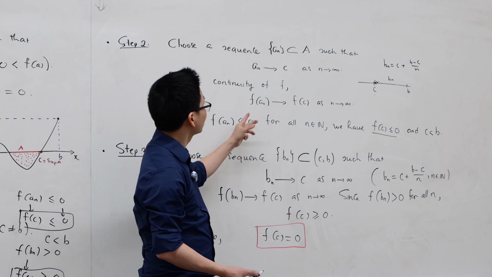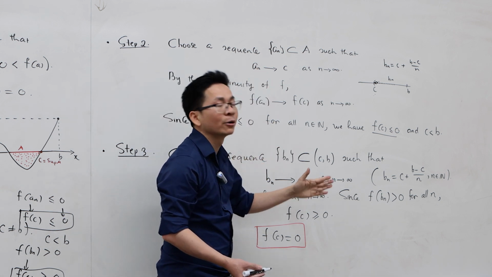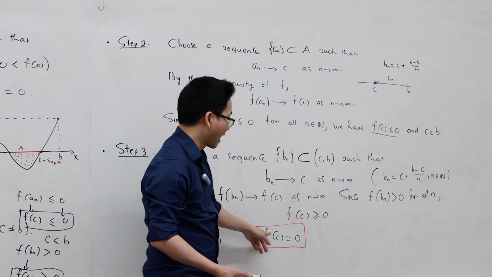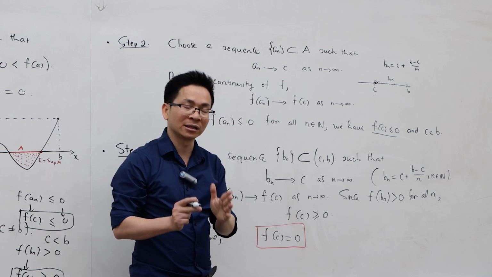So f of C is both greater than or equal to 0 and less than or equal to 0. As a conclusion, f of C is equal to 0 and the proof is complete.